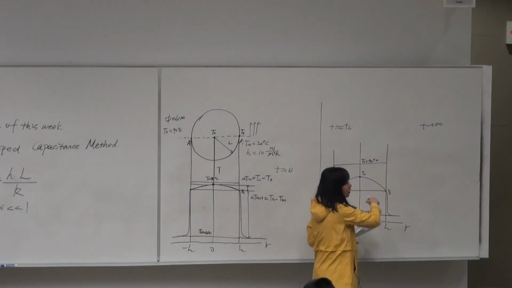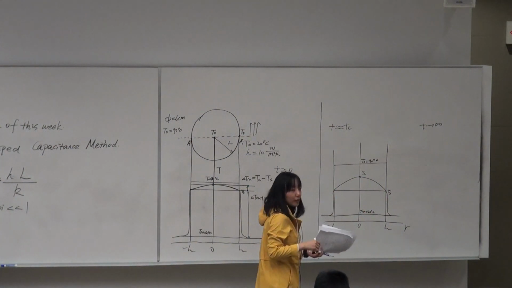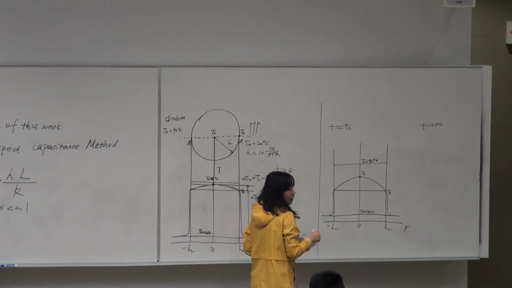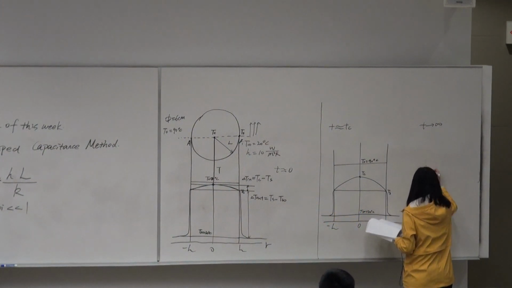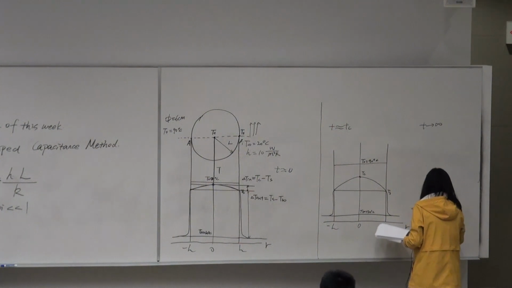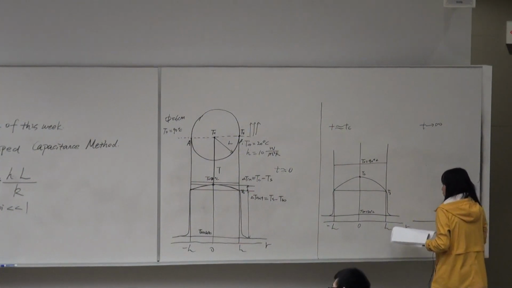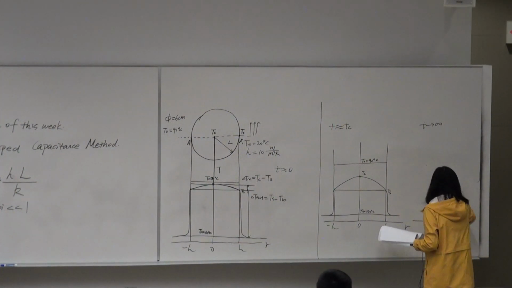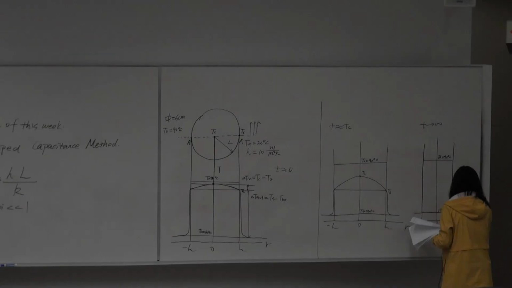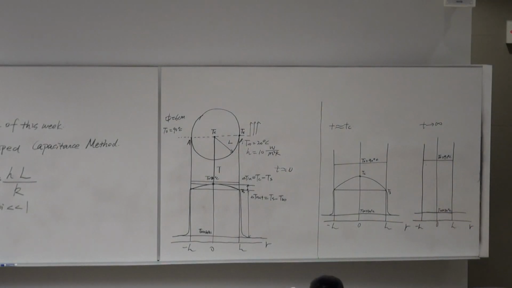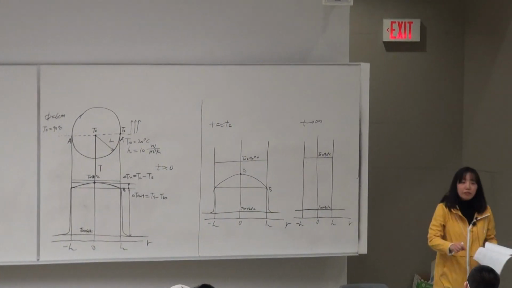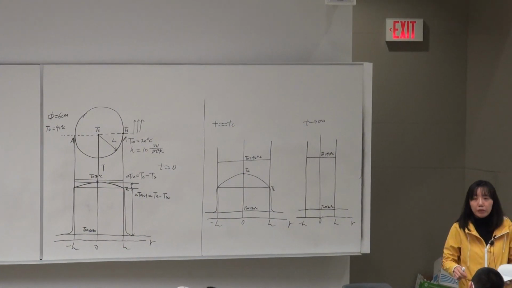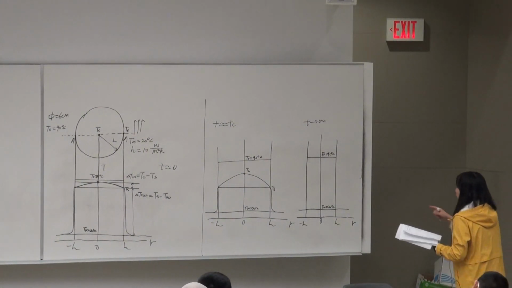When the cooling process finishes, every point inside the sphere achieves thermal equilibrium with the fluid and should be equally at the temperature T infinity. So our temperature distribution will be just a flat straight line, because everything achieves the same temperature of the cooler fluid.